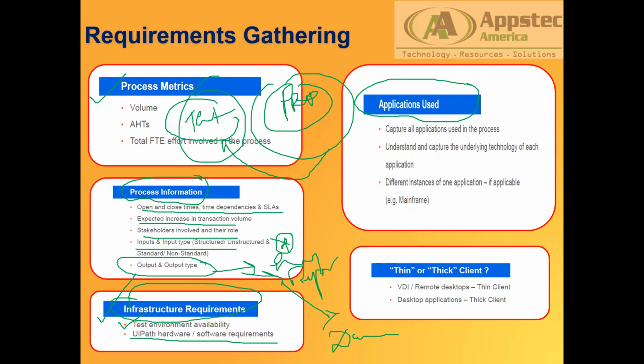Now what are the applications used? Let's say in my process right now I'm using ERP, which is Oracle, I'm using Microsoft Excel to process the data, and I'm going to use Microsoft Outlook to send out an email. So these are the three applications that are involved in my process. So capture all the applications that are used in the process. Very, very important.